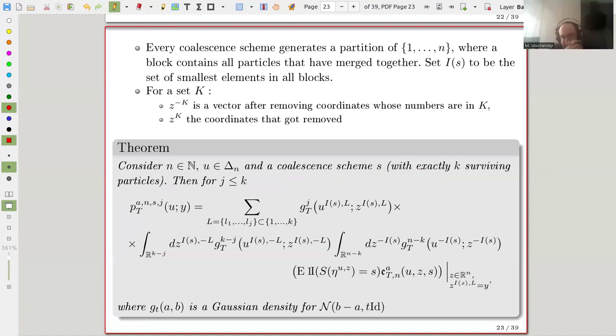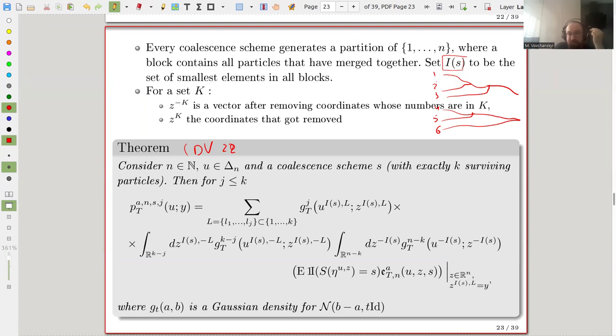So, in particular, using this representation, we can obtain this result. This is Vovchanskii, 2000, maybe 2002, I don't remember precisely. If you consider a coalescence scheme, we start with processes W1, ..., Wn, and in the end not all particles survive. If we have something like this, with particles 1, 2, 3, 4, 5, 6, then I of S is simply 1 and 4, if we accept the rule that only the particle that comes from above survives and all others are discarded.